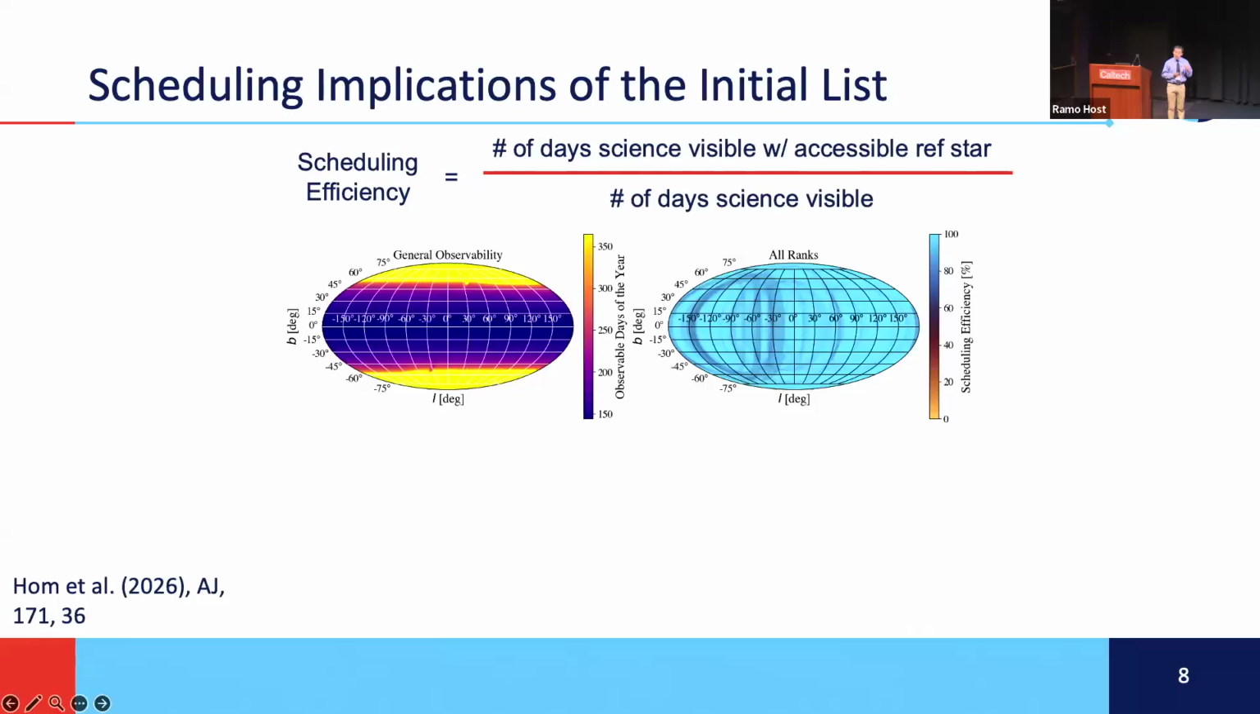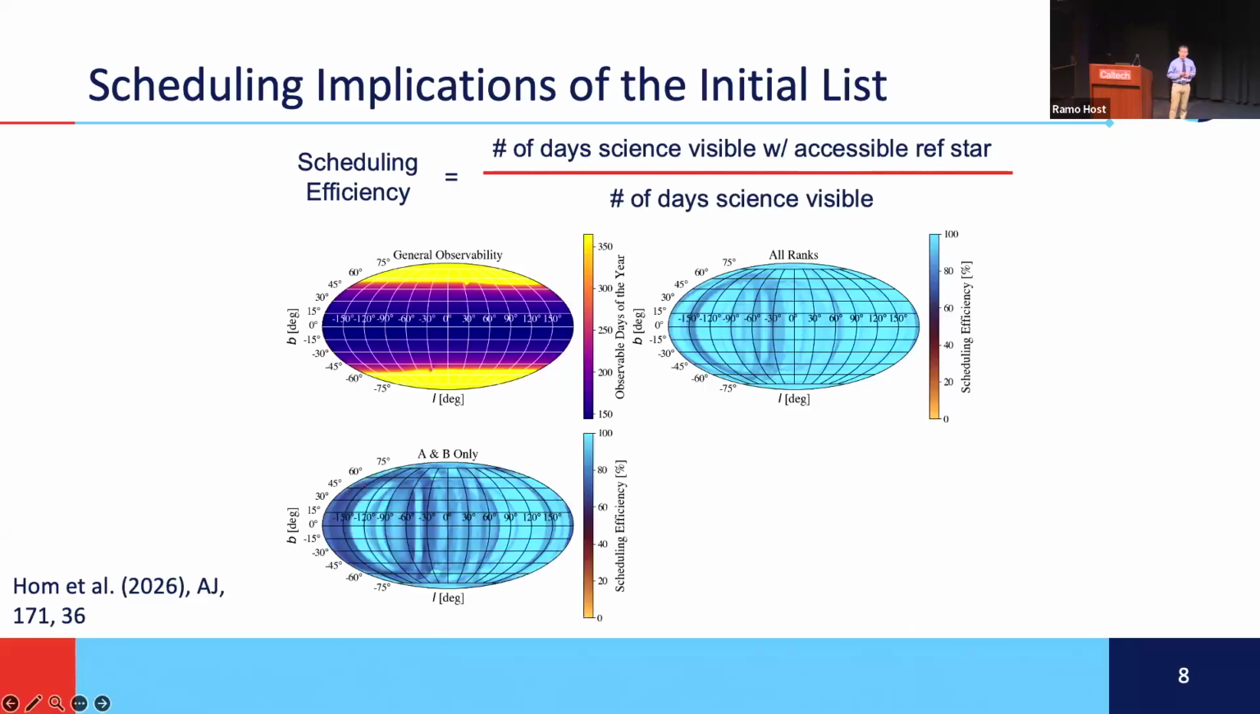Now, if all of our rank C reference stars turn out to be bad, like have problematic companions, we only have our rank A's and our rank B's. That gives us about 20 options, but it's still not bad. So on average, we still have about 80% of this scheduling efficiency.